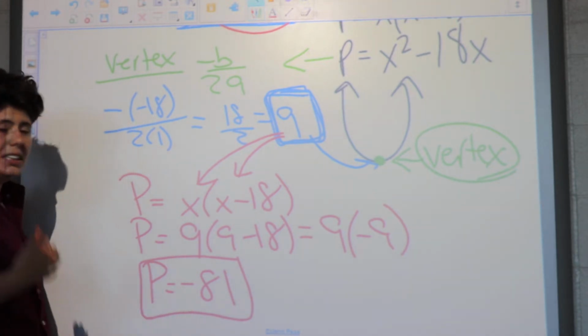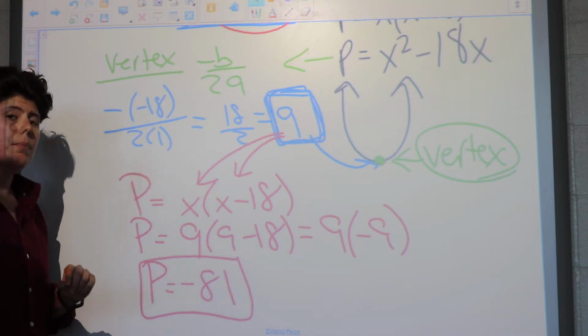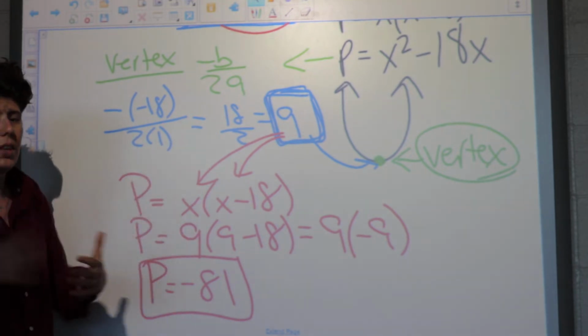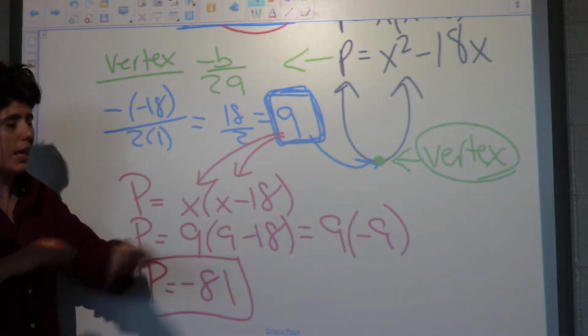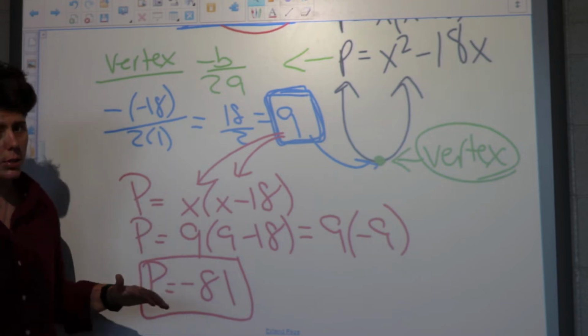I know that probably sounded like a lot, but your goal here: write your equations, substitute into one of those equations, and then try to work with it. Sometimes they're going to ask you for the vertex. Not always. Don't get in the habit of always solving for the vertex. That will not always be the case.